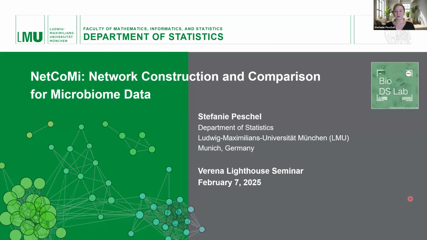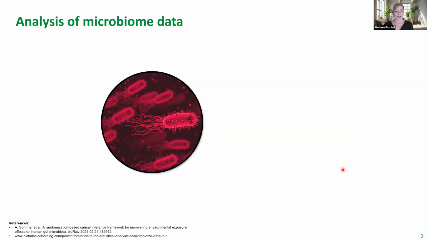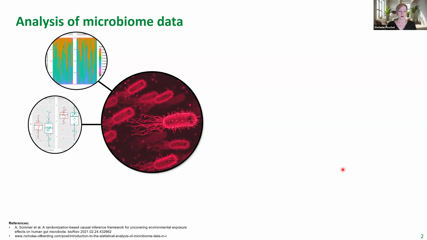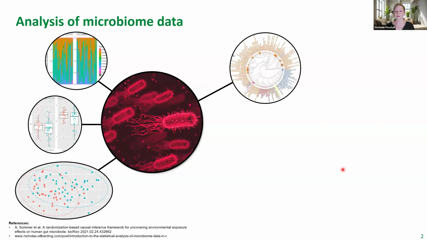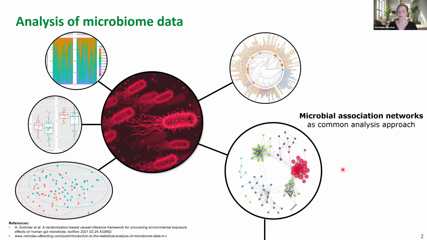So, let's talk about microbiome networks. Microbes are all around us. And besides common analysis methods like abundance-based methods, a PCA, or maybe differential abundance analysis, microbial association networks have gained increasing interest during the last decades. And this is what we're going to be talking about today.